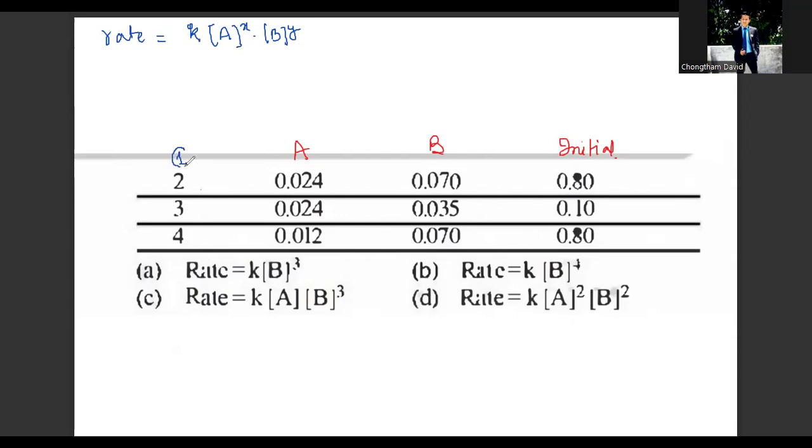Initially, let us write the concentration of A and B for the first experiment as well, so as to make things simple. So in A, you have 0.024. Since it was on the other side of the screen, I'm not able to express it. So I'm writing here again the concentration of B as 0.035. I hope it is visible. Okay, and if we have this, we can start the calculation.